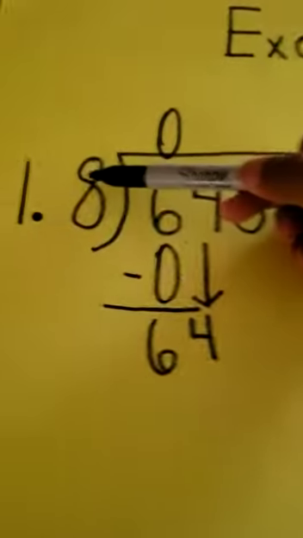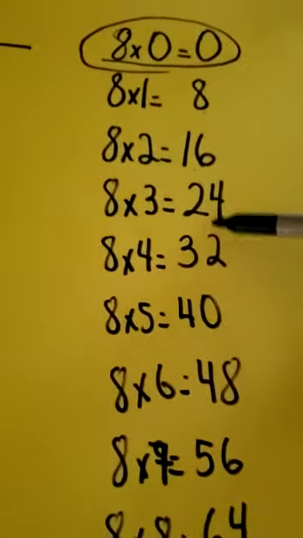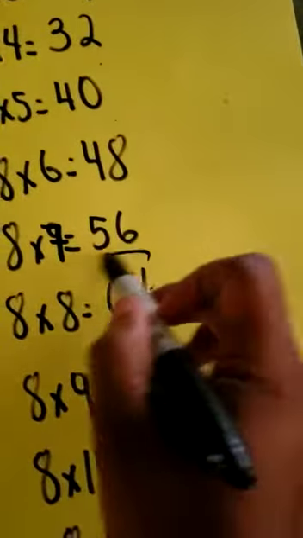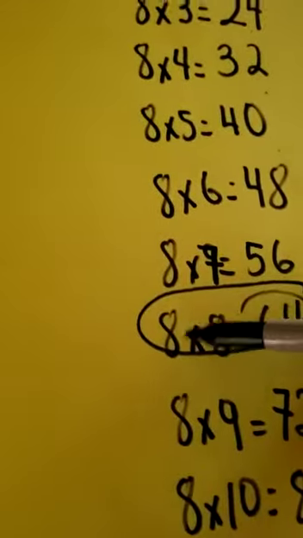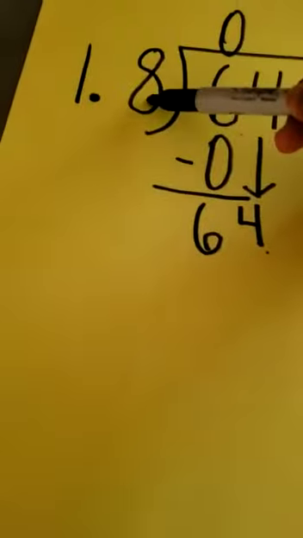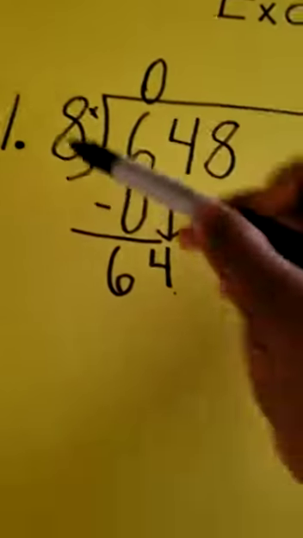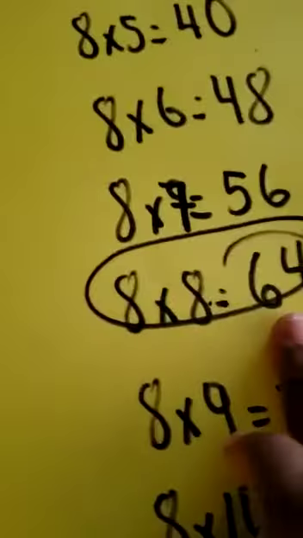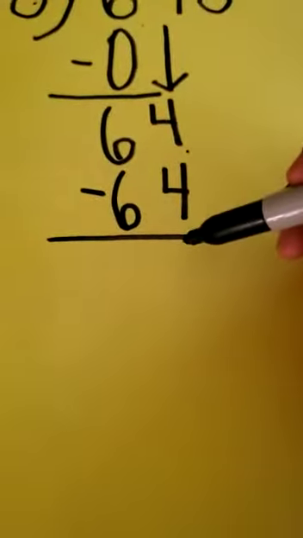Now I have how many groups of 8 equals 64? I look at my 8 times table. What times 8 equals 64? Bingo! Got it. So I will circle that. 8 times 8 equals 64. So we already have our 8 here. Our 8 is here in the equation. So the next number we're going to put on top is 8, because that's why I have a little multiplication sign there. 8 times this 8 equals 64. So I'm going to put my 64 underneath here. 64, take away 64 is 0.